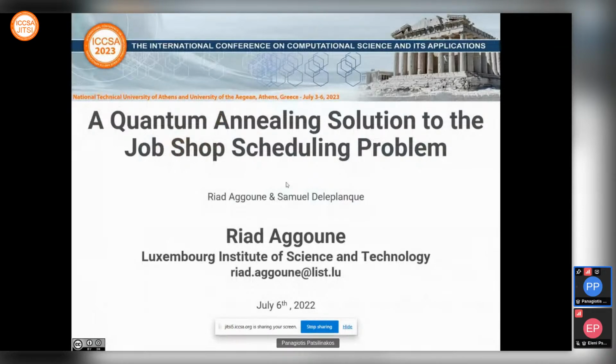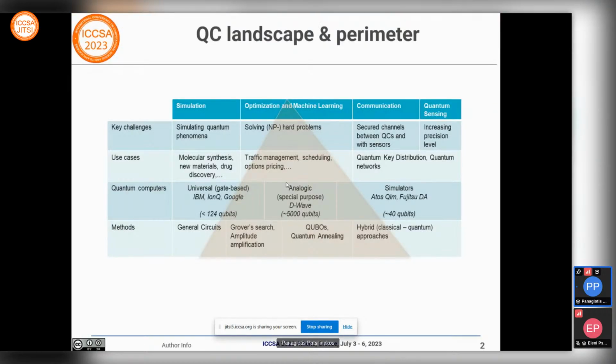Yeah. Okay, thank you. So hello everyone, I'm Riyad Agnew from Luxembourg Institute of Science and Technology, and this is a joint work with Samuel Deleplan from Clunia in France, in Lille. So it's about how to use quantum computers to solve some kind of optimization problems, namely job shop scheduling problems. So before starting, just to scope the study and the work we are doing.